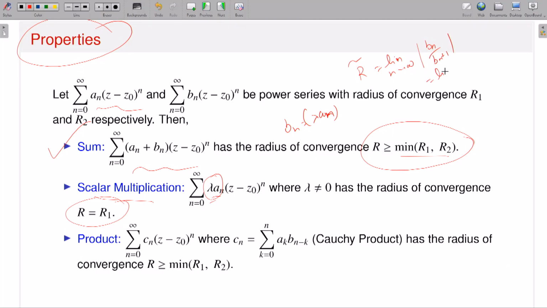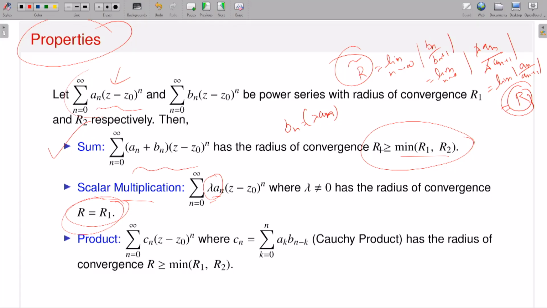But what is that? This is the limit as n approaches infinity of b_n, which is lambda a_n divided by lambda a_{n+1}. Lambda gets cancelled, so this is the limit of a_n by a_{n+1}. And what is that? This is the radius of convergence of the series, R1, sorry, R1 of the series, this one. So therefore R2 is exactly equal to R1, or R is equal to R1. So therefore this is okay.